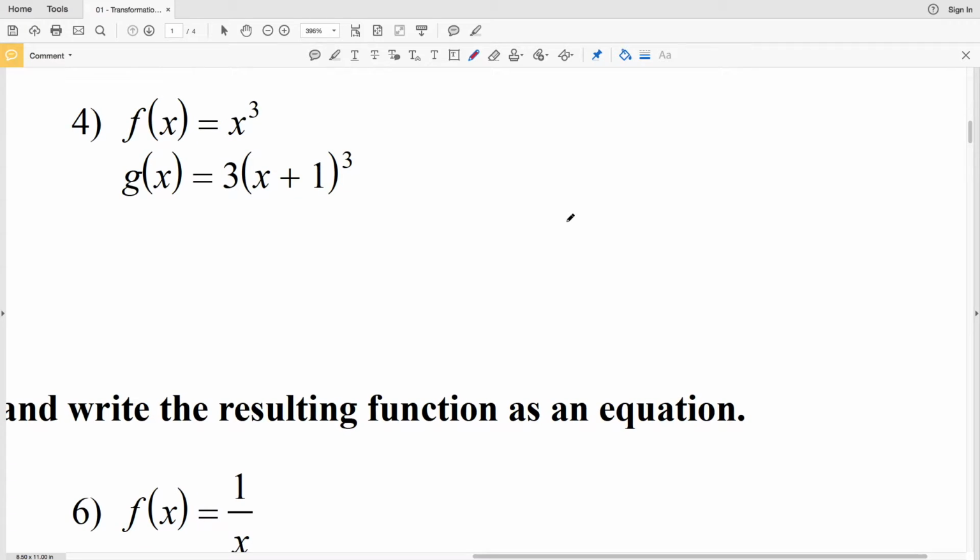Now, moving on to number 4, we have f of x equals x cubed, and we have g of x equal to 3 times x plus 1 cubed. Now, right away, we can note that this 3 is multiplied to the function. The 3 is not just multiplied to the x, it's multiplied to that entire function, x cubed. Therefore, we're going to be expanding it vertically. And the factor in which we're expanding it vertically is 3.